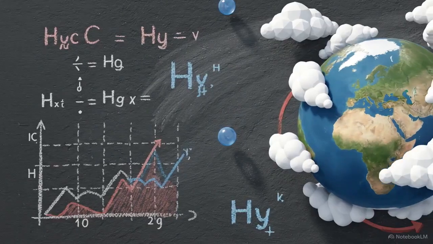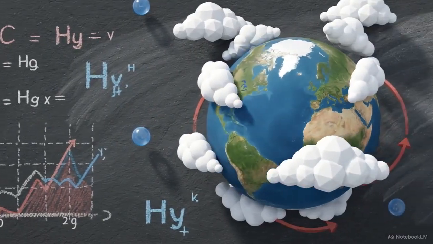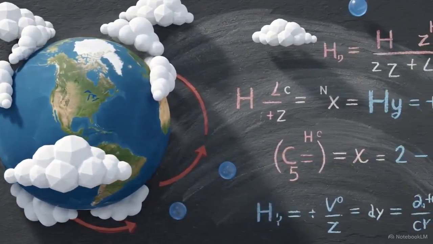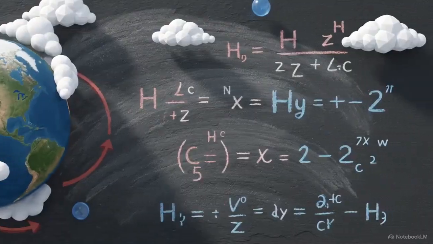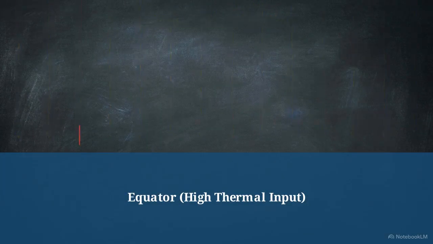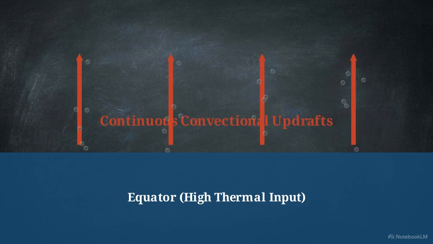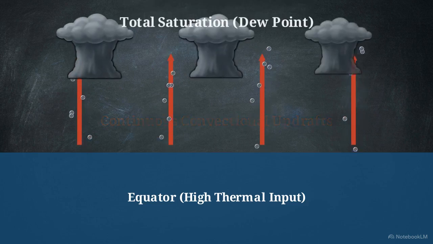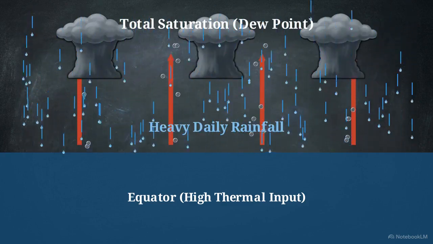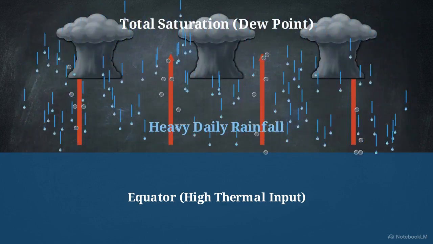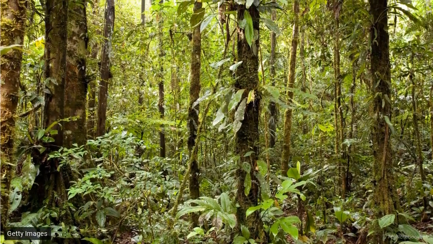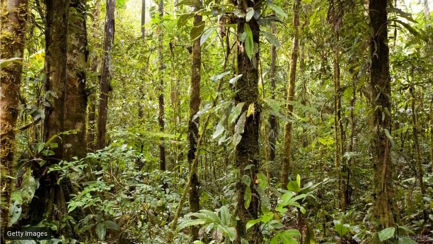These localized rules of relative humidity, thermal lift, and saturation point scale up to dictate the layout of the entire planet. Near the equator, immense solar radiation evaporates vast quantities of ocean water. The extreme heat forces continuous convectional updrafts, pushing the air to total saturation and triggering daily heavy rainfall. The result of this thermodynamic engine running at high capacity is the global equatorial rainforest biome.